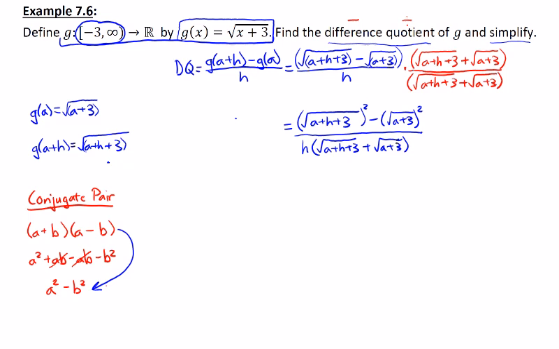So now we have in the numerator two square roots that are both being squared. Well, when that happens, the square root and the square cancel each other out. Those are operations that are called inverse operations of each other, and so they just cancel each other out, and that means that we are going to be left with a plus h plus 3 minus a plus 3, all divided by h times our radical expression.